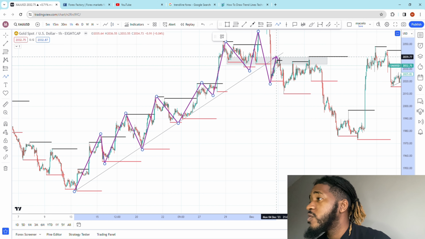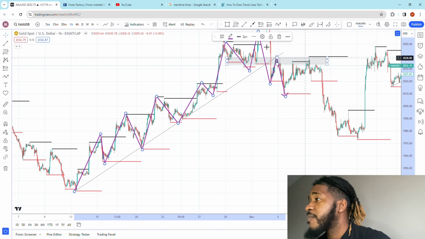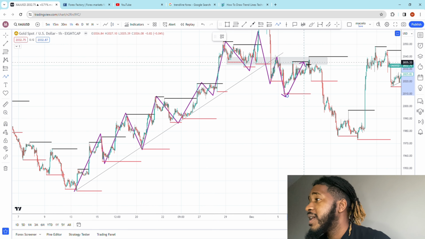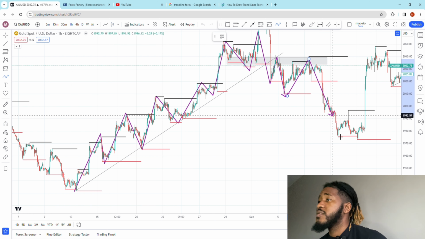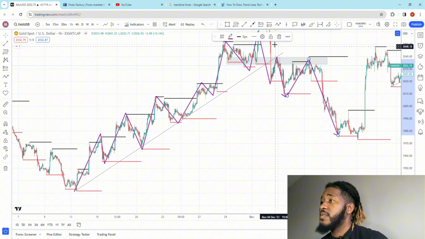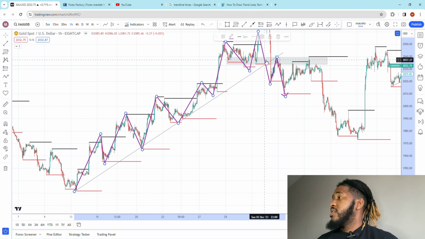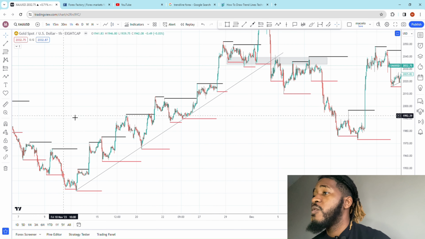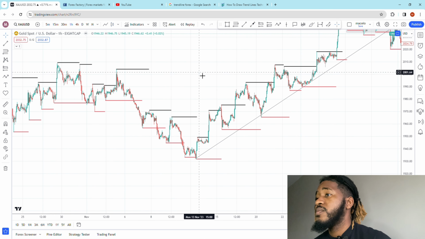but also retested the zone. We had a sell off, came back to the trend line once more, well, zone once more, and then dropped. Beautiful. Let's look for a few more before I end the video.